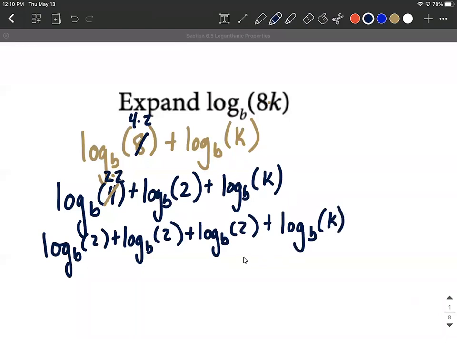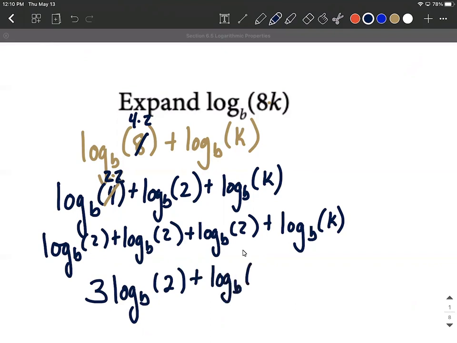Now the last thing you may notice is we have 3 of the exact same thing, right? We have log base b of 2 plus another copy plus another copy. One way to more efficiently write this is we have 3 copies of log base b of 2 plus log base b of k. Simply combining these, what you think of as like terms, 3 copies of the same thing together. That's where this 3 in the front came from.